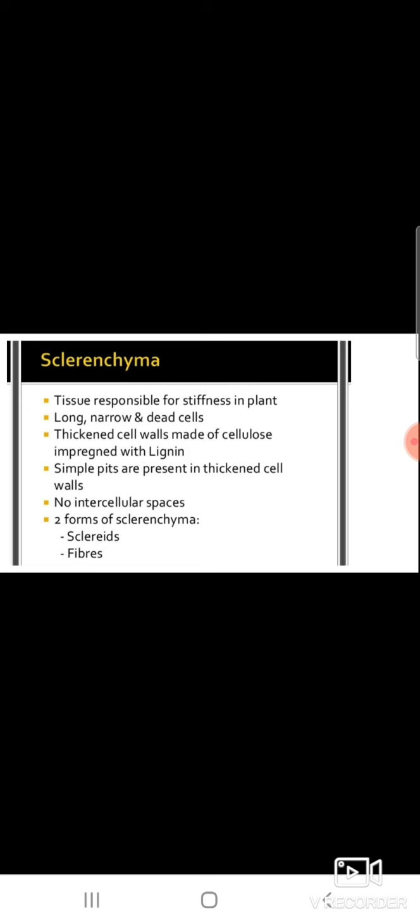Then sclerenchyma. This is responsible for stiffness in plants. It has long, narrow, dead cells with thickened cell walls made of cellulose impregnated with lignin. Simple pits are present in the thickened cell walls, and there are no intercellular spaces. There are two forms of sclerenchyma: sclereids and fibers.